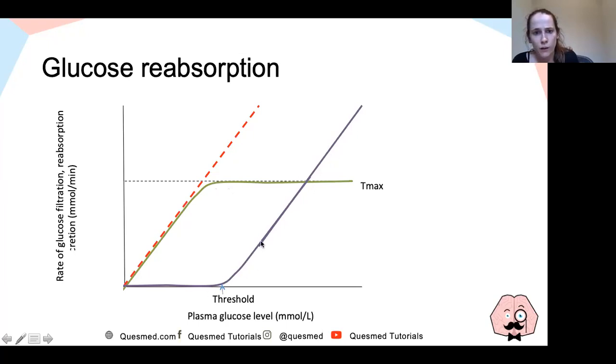So that's what that graph essentially means: as soon as we've reached that maximum, which is somewhere around 11 millimoles, those nephrons, or the pathways, start to become saturated, and then glucose starts to appear in the urine, and that's essentially what happens in diabetes.